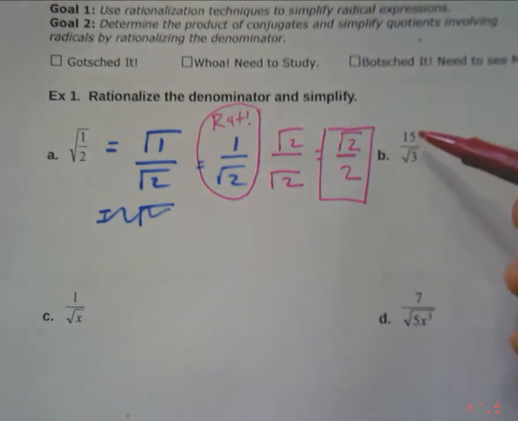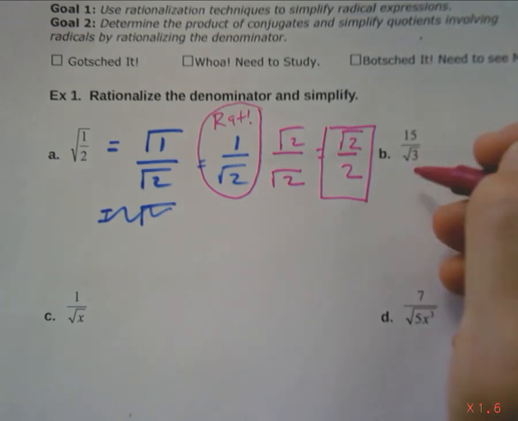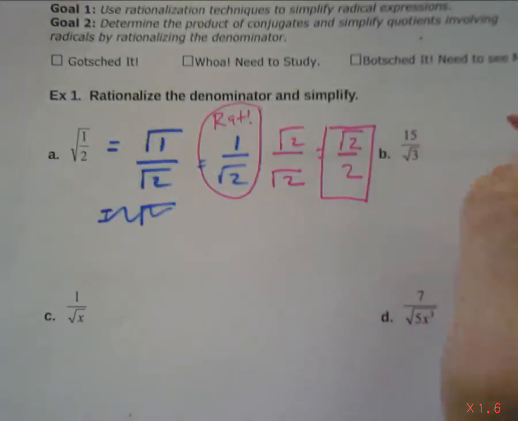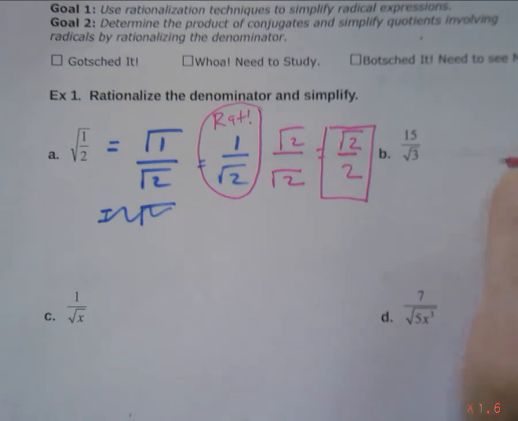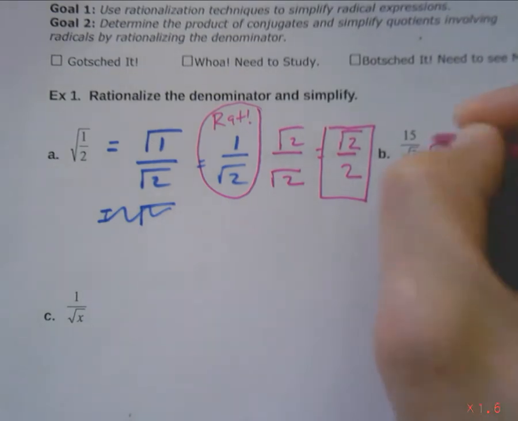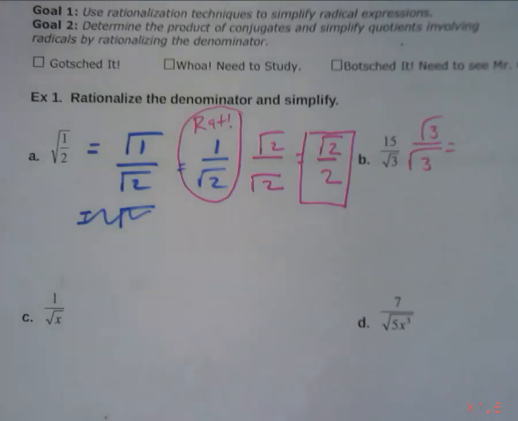This one's already set up. I've got 15 over root 3. This is making Mr. Gotch shake a little bit. I can't stand this. I need to rationalize it. So I need to multiply top and bottom by what? What's on the bottom? Root 3. So I'm going to multiply top and bottom by that square root. And 15 times root 3 is 15 root 3.